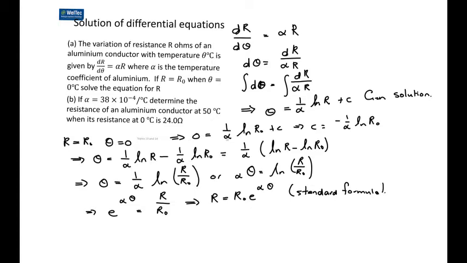Now for part B, all it is is substituting in the numbers that you've got to find the resistance at 50 degrees. So if you put all the bits and pieces in, then you would have the resistance at 50 degrees is 24 times e to the power of 38 times 10 to the negative 4 times 50, which is approximately 29.02 ohms.